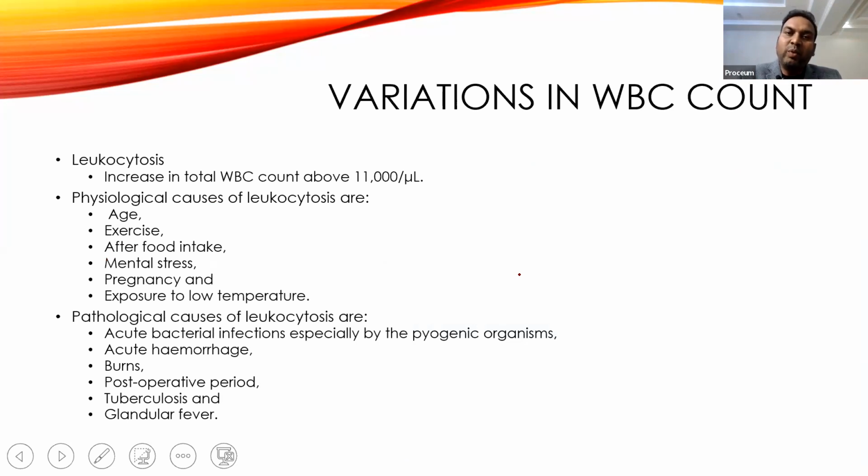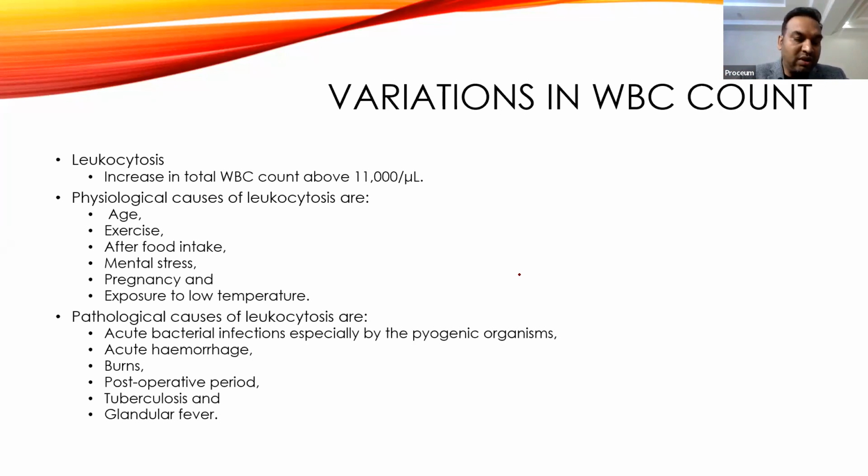Causes of leukocytosis can be both physiological and pathological. Physiological means when there is no disease; in normal routine daily activities, sometimes the count increases. Those causes we consider as physiological causes. And pathological is when an actual disease is present. So when there is pathology present, we consider it as pathological causes.